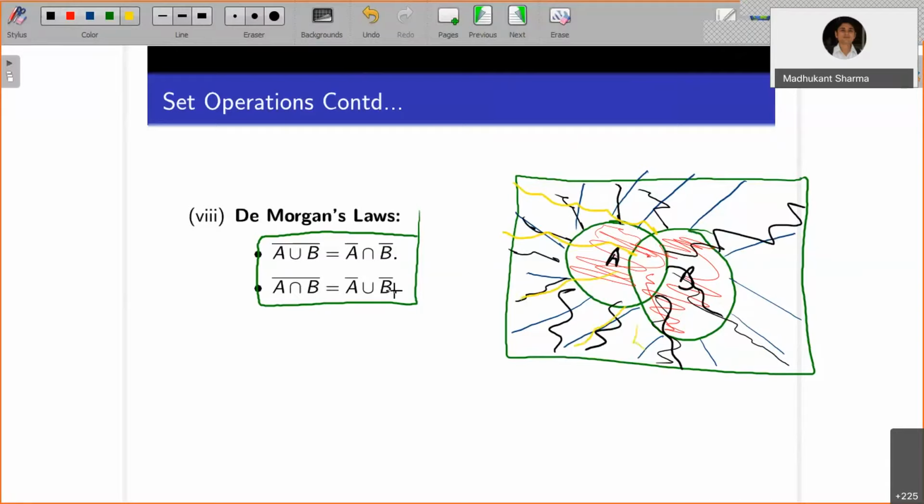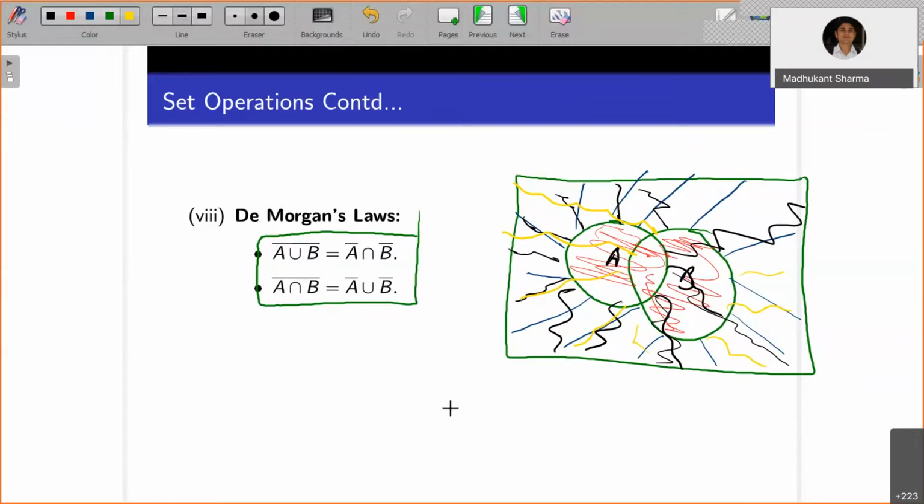Now, if you take their intersection, it will be obtained like (A union B) bar. These blue lines only will cover all these things. Similarly for the next case. You can also generalize this to finitely many sets, or A union B union C.